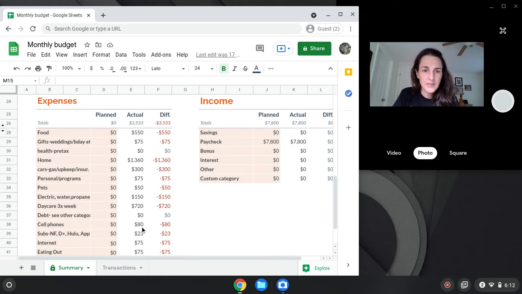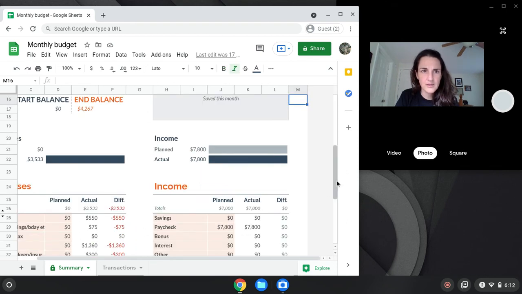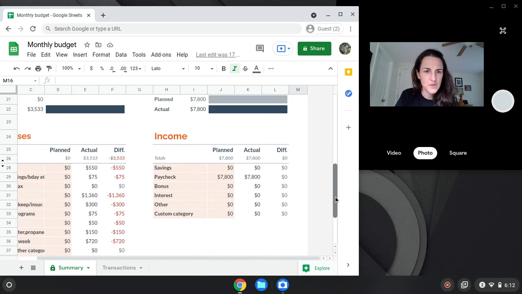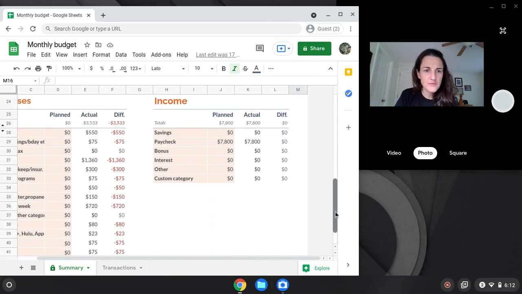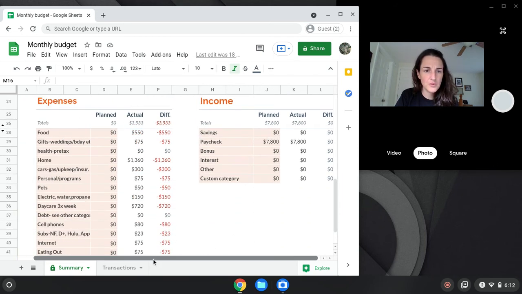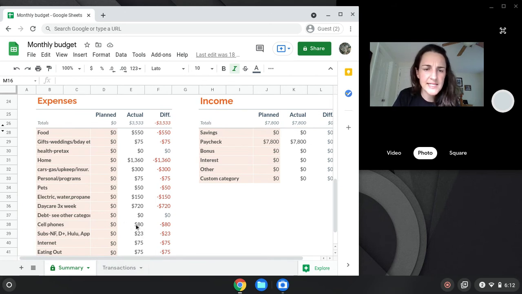Cell phones, $80 a month for two cell phones with unlimited everything. Sorry about that. It's AT&T. It's a family plan. There's like, I don't know, five of us on that plan, and I just give that money to my mom, who had previously been set up with that AT&T account when my brother worked there.